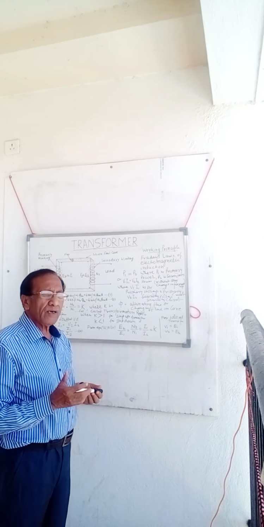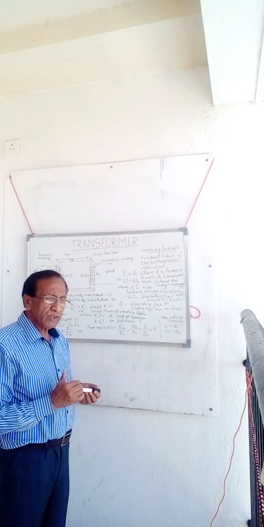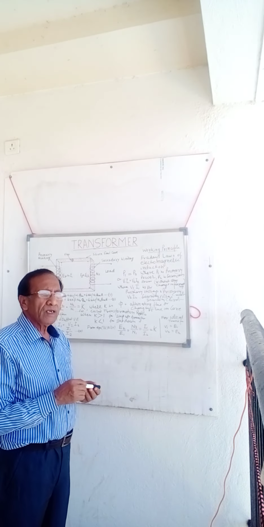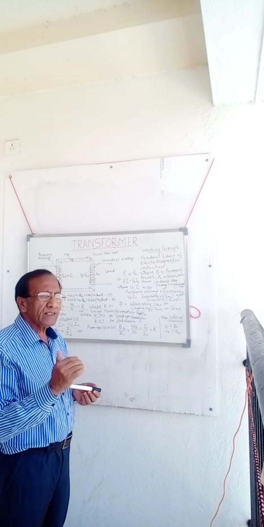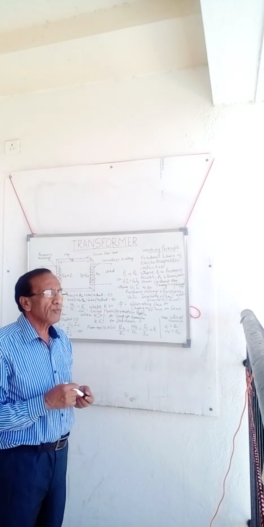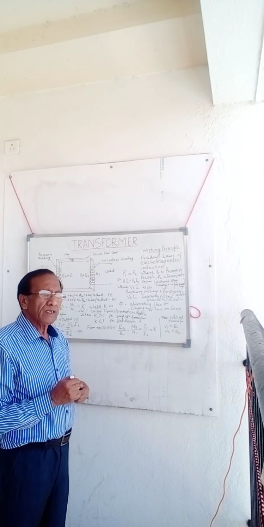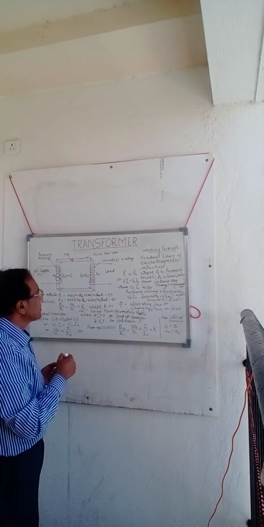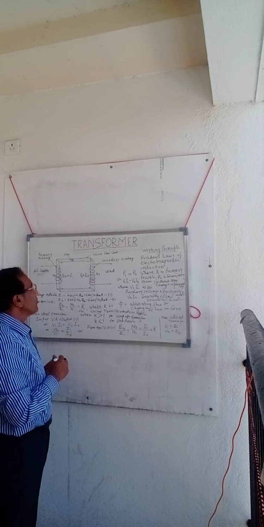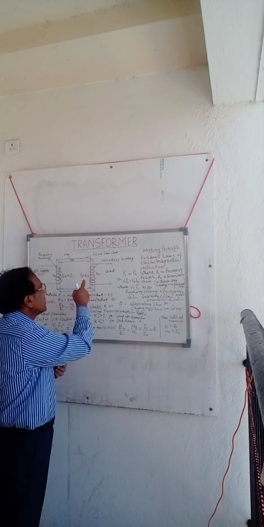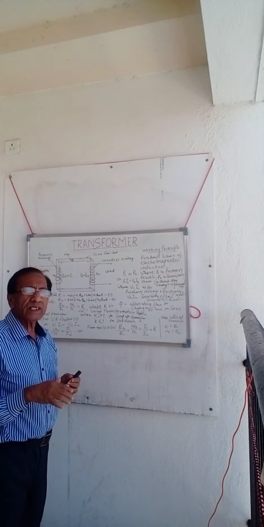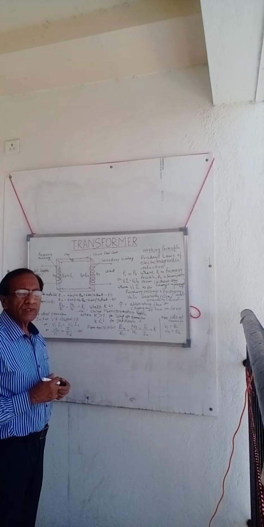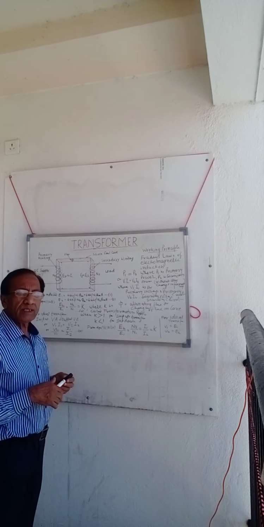Now, mainly there are two types of transformer, step up and step down. When the number of turns of the primary is more and the number of turns of the secondary is less, this is called a step down transformer. Here the transformation ratio K is less than 1, when the number of turns of the primary is greater than the number of turns of the secondary. In this case the output secondary voltage is always less and the primary voltage is high.